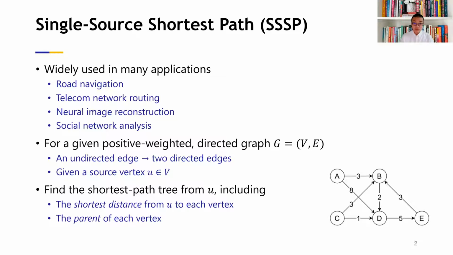The problem formulation is quite simple. For a given positive weighted and directed graph G and a source vertex U, the SSSP problem aims to find the shortest path tree from U. This includes the shortest distance from U to each vertex and the parent of the vertices.